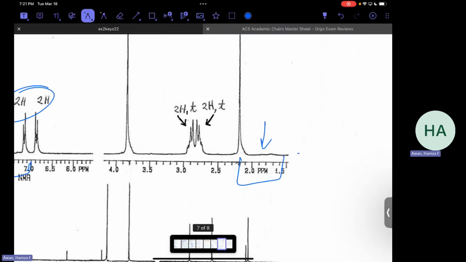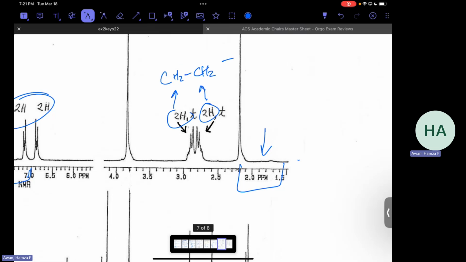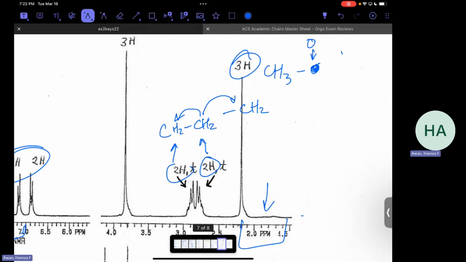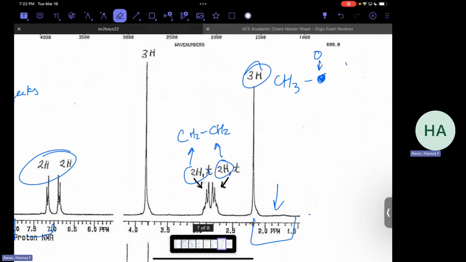Now we have 2H triplets. So this 2H triplets tells me that we have CH2 bonded to CH2, and there's nothing more than that. It's only these two CH2s. If they had a third CH2 like this, then this would have bonding on either side, right? And so it would become 2 plus 1 times 2 plus 1, which would have a 9 peak. And because we don't have that 9 peak, we could say that this is only just two CH2s bonded to each other, right? And both of these are slightly deshielded as well.